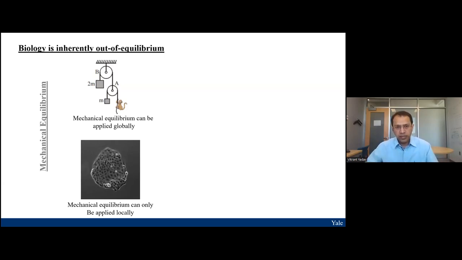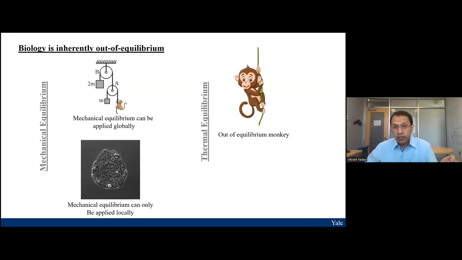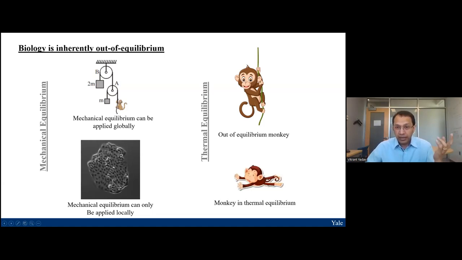And that's why it becomes really difficult to define some kind of global equilibrium behavior. Things get more complicated when you are looking at things like thermal equilibrium. So for example, here is a monkey which is out of equilibrium. It can eat food, hang around, do all kinds of things. A monkey in thermal equilibrium would be a dead monkey, because then it's just taking thermal energy from its environment and releasing it back.